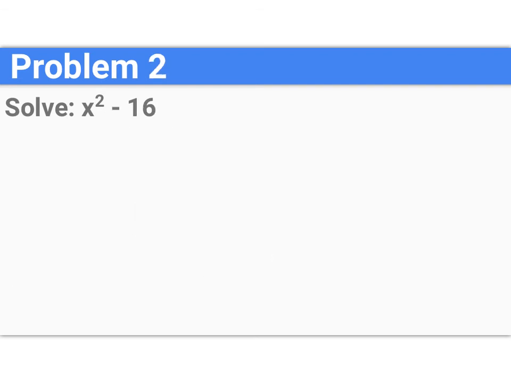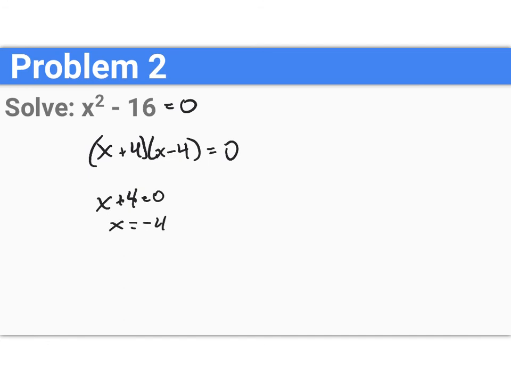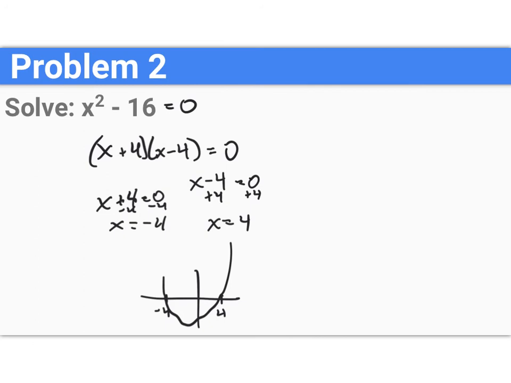Here's a perfect square binomial. We're going to set it equal to 0. A difference of squares, not a perfect square trinomial, a difference of squares. (x plus 4)(x minus 4) equal to 0. We have two factors. x plus 4 equal to 0, x equals negative 4. x minus 4 equal to 0, x equals 4 after subtracting 4 and adding 4 on both sides. And what does this give us? It gives us negative 4 and positive 4, and your parabola is going to be like that.